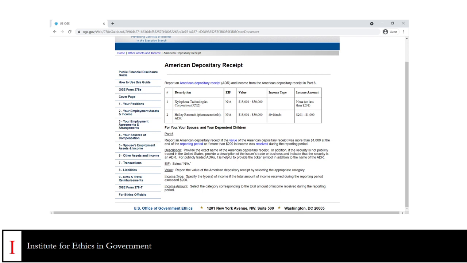So the reporting is very similar to stock reporting. We need the name of the company. We know that these are shares, so it's not an excepted investment fund. We need the value, the income type, if any, and the amount. And for both of those holdings, we have that information. It's nice to have a stock ticker symbol, but it's not required. And if we can easily figure out what's reported here, that's sufficient to satisfy the reporting requirements.